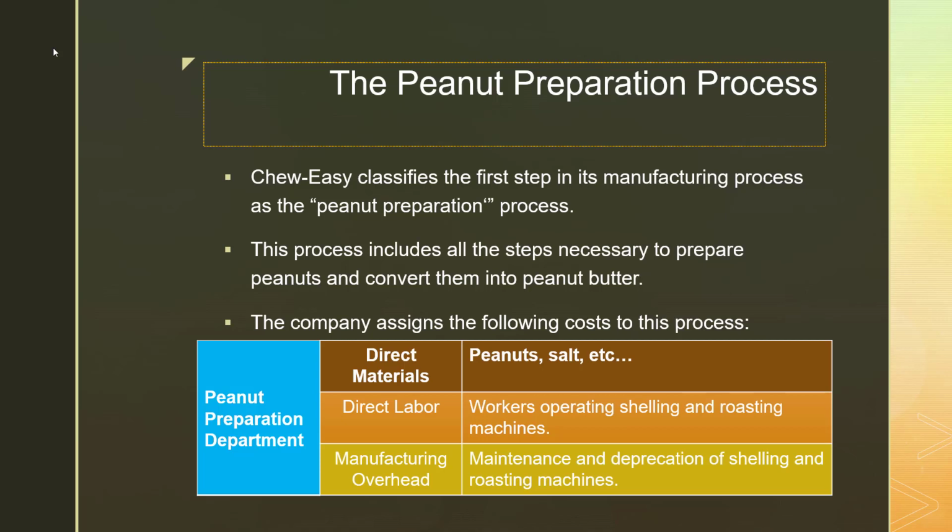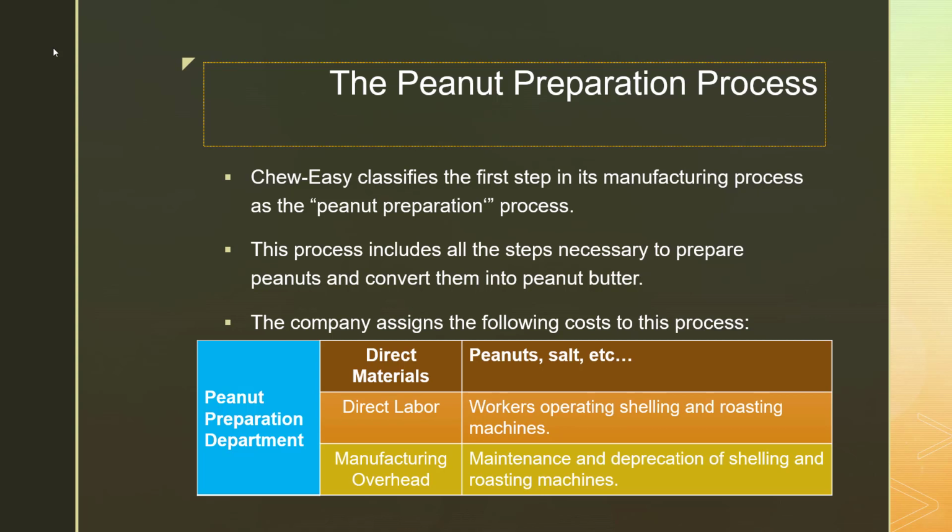The first process that Chew Easy Peanut Butter is going to have to utilize to turn raw peanuts into finished jars of peanut butter is to properly prepare those peanuts to be made into peanut butter jars. Like, you can't just throw a whole peanut, shell and all, into a grinder and whatever comes out put into a jar. No one will want that peanut butter.